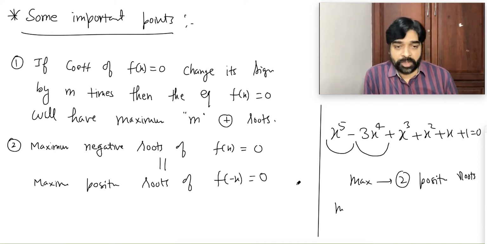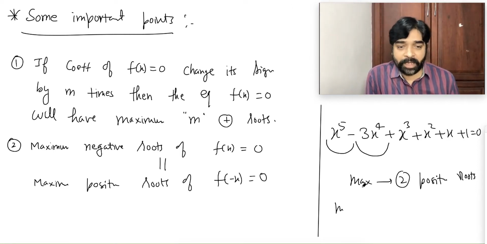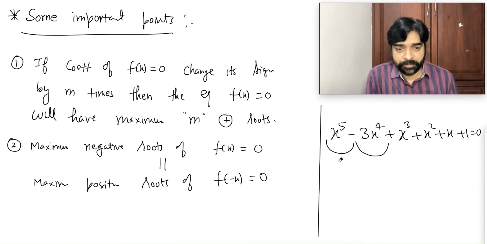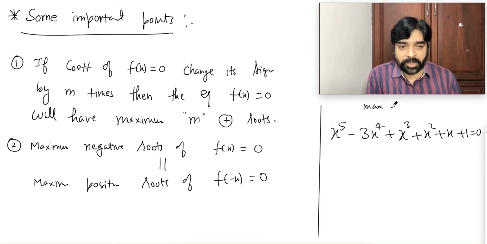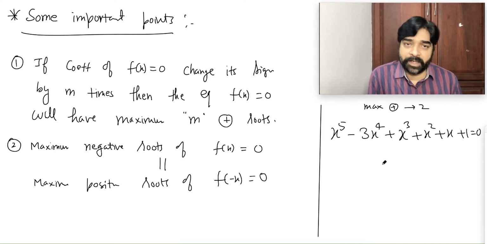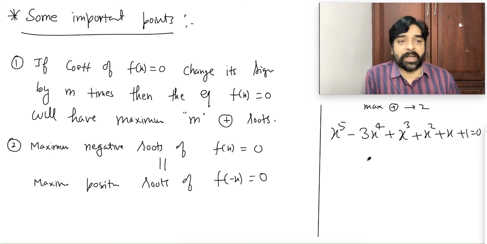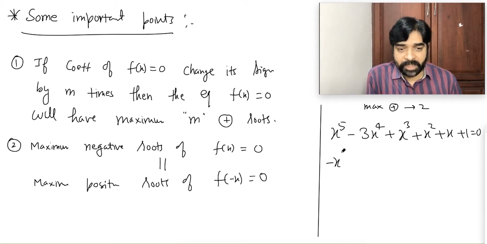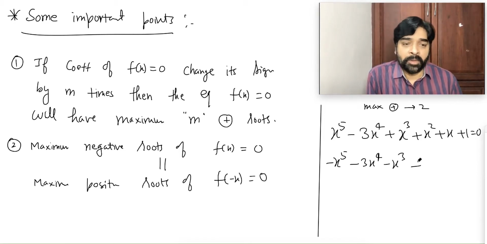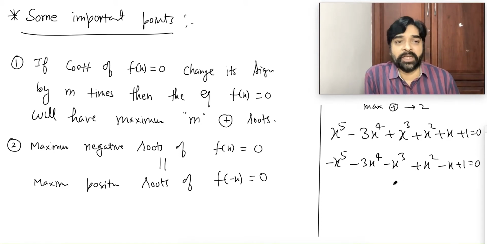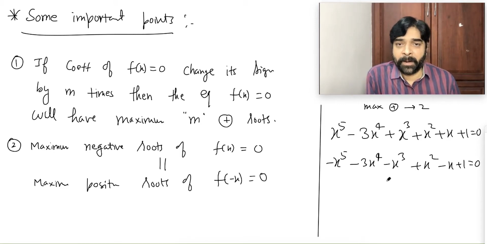Now look at this question again. I know that maximum positive roots is 2 for this equation. That we already calculated. I want to know the maximum negative roots. What will I do? I will replace x by minus x. So what I'll get? Minus x power 5, minus 3x power 4, minus x cube, plus x square, minus x plus 1 equal to 0. I hope you are able to understand. Simply I replaced x by minus x.